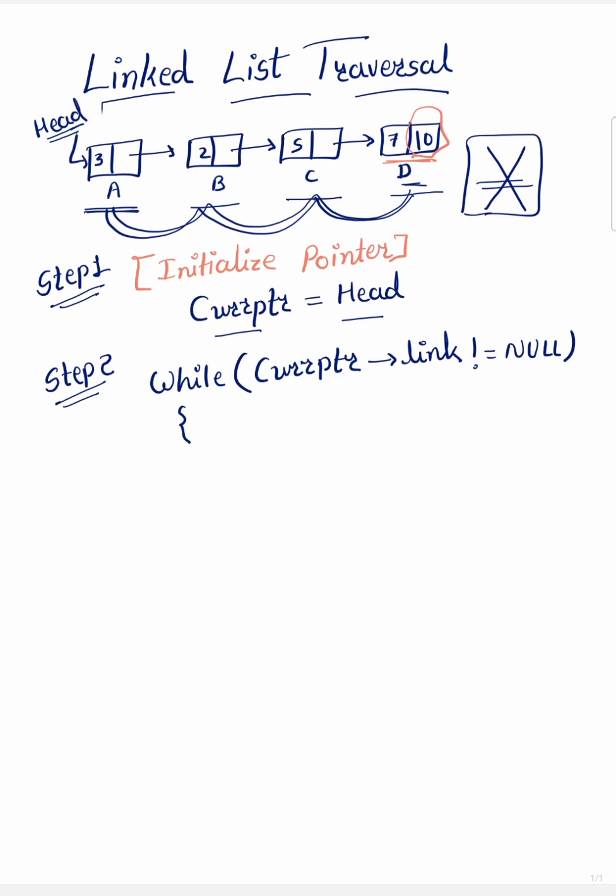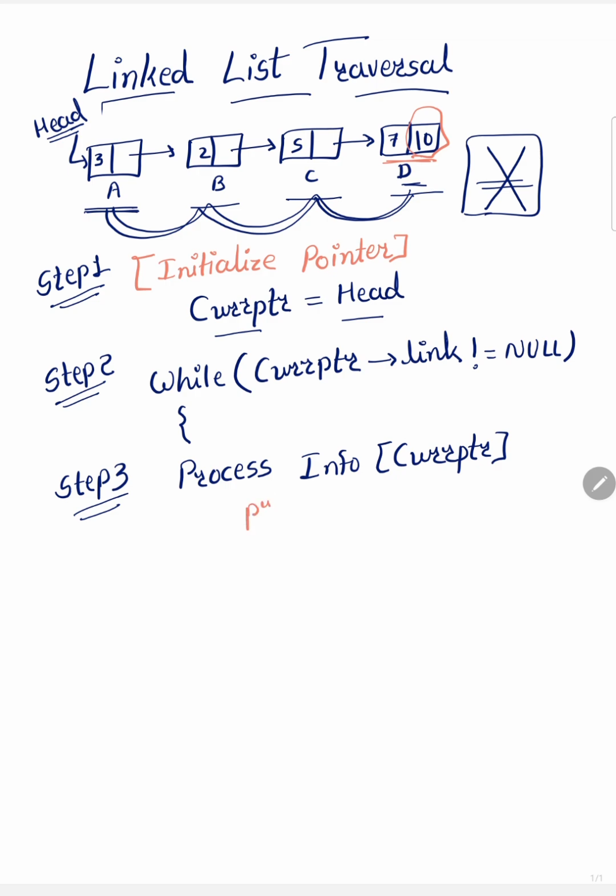Then step 3 is to process the info of the current pointer. Whatever process you want to do, suppose I want to print the information part. You can simply print the info of the current pointer. After this, I need to move from the first node to the second, A to B.